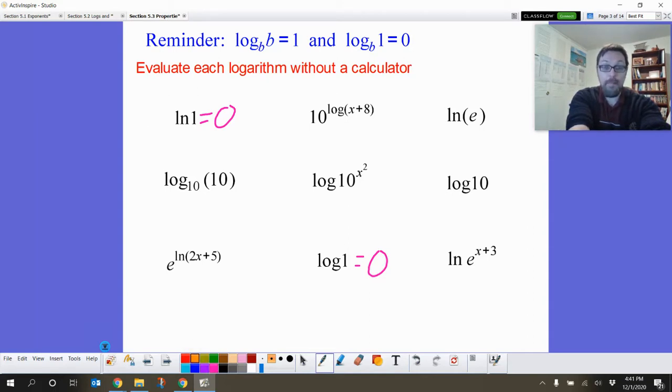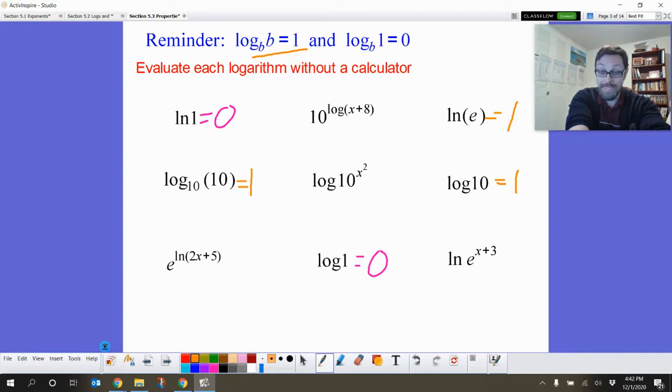If you put in a base into a logarithm, like this one, this is log base e of e. So that has to be 1. I'm putting the base into its own logarithm. Same thing right here. I'm putting the base into its own logarithm, so that is 1. Here's another one where I put the 10 there. So that is also 1.